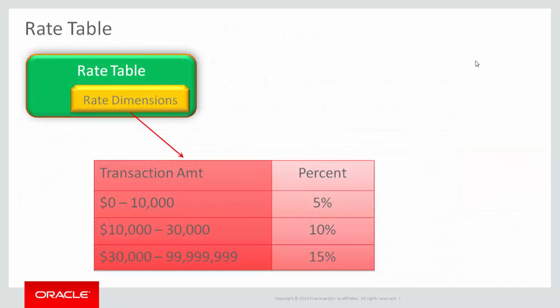So we talked a minute ago about a rate table itself. And so this was the example. Between 0 and 10,000, 10,000 and 30,000, and 30,000 and above, there are rates of 5, 10, and 15%. This is what we call a one-dimensional rate table, because we're just measuring against the attainment or the transaction amount.